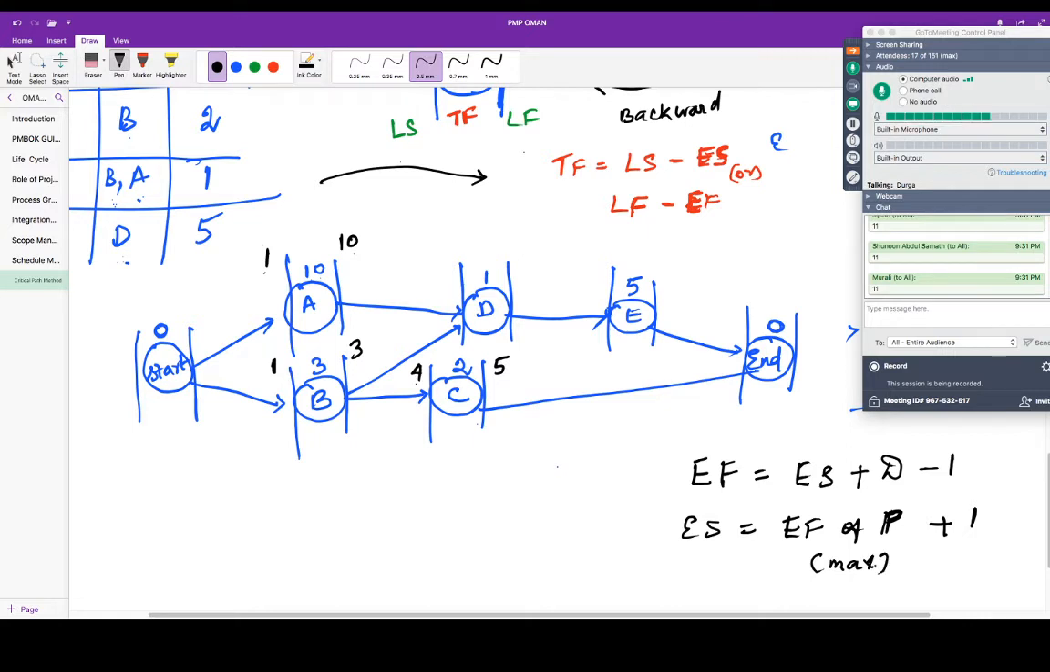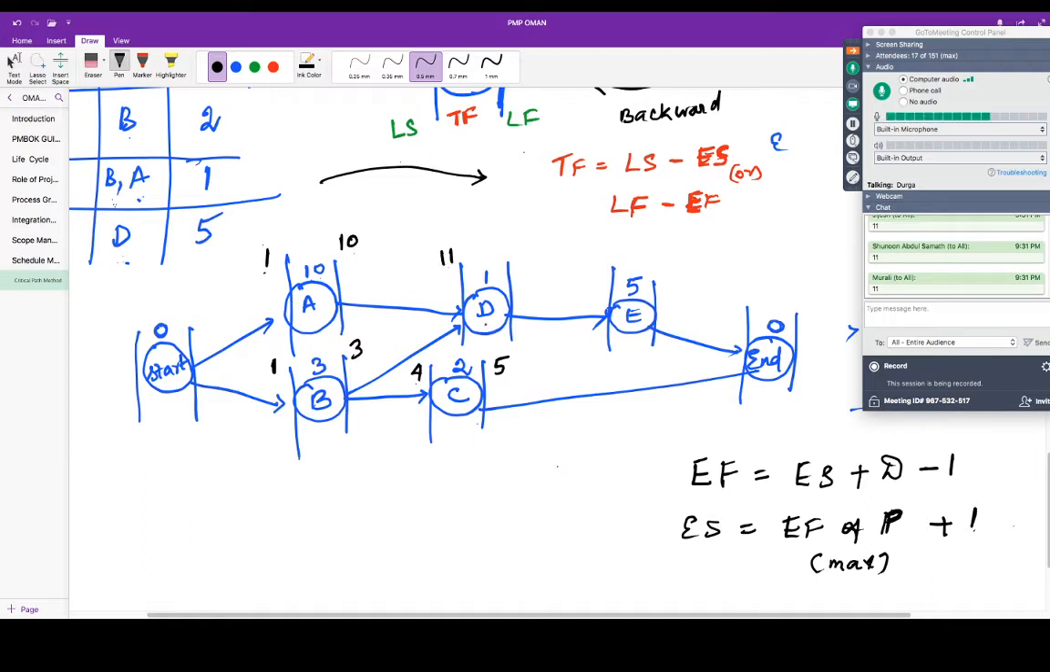So what is the early start of D? You will look at the early finish of the predecessor. Particularly, you will look at the maximum predecessor, which is 10. So 10 plus 1, 11, right? Early finish of predecessor plus 1. This is just to guide you, okay? So 10 plus 1, the next day, 11.